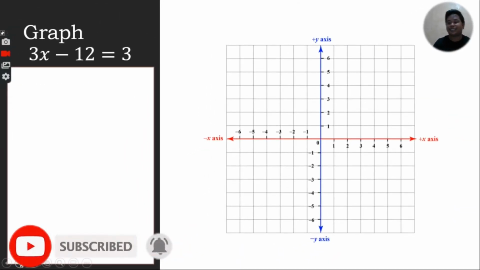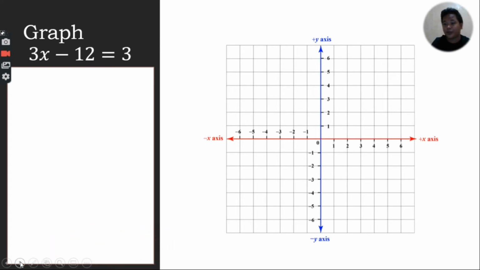In this case naman po, 0 naman po yung ating B. So we have 3x. Simplify po natin. Since negative 12 going to the right is positive 12, 3x is equal to 15. Simplifying, x is equal to 5. And kapag yung ating b naman ay 0, the graph of the line or the equation is a vertical line po.